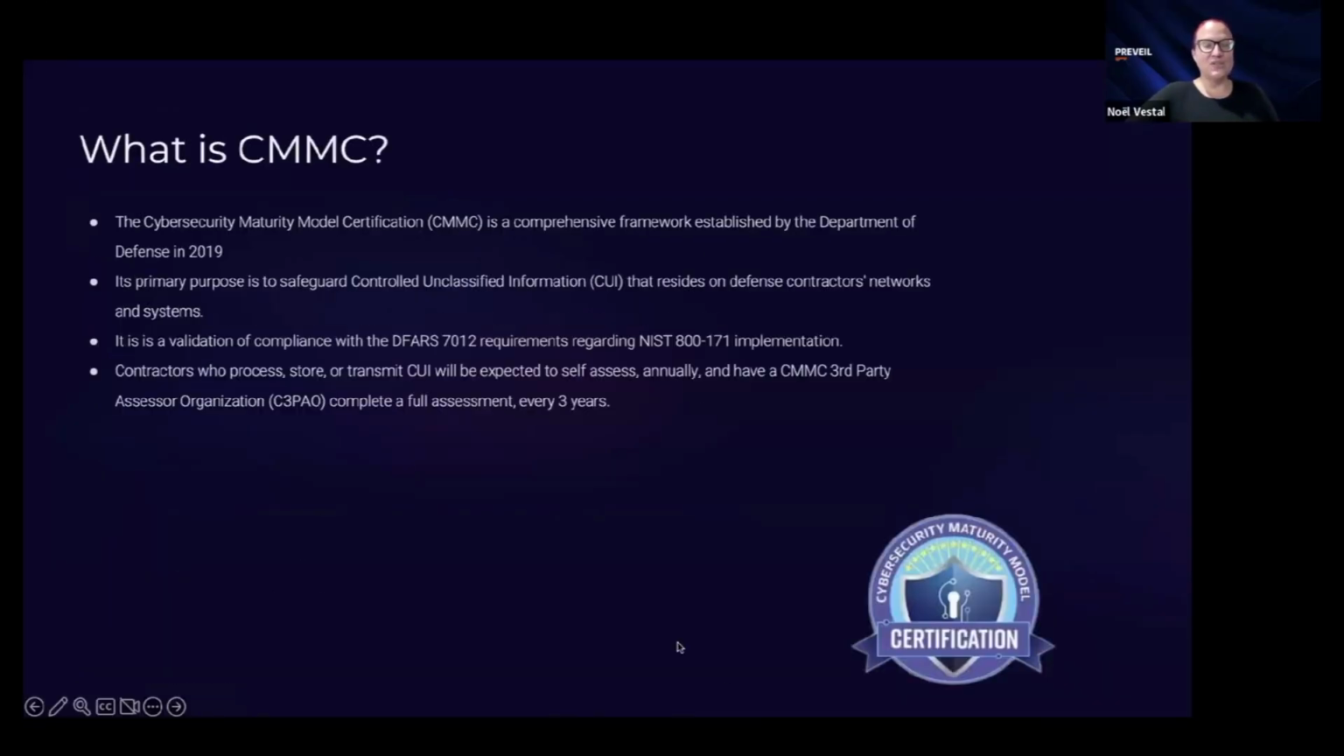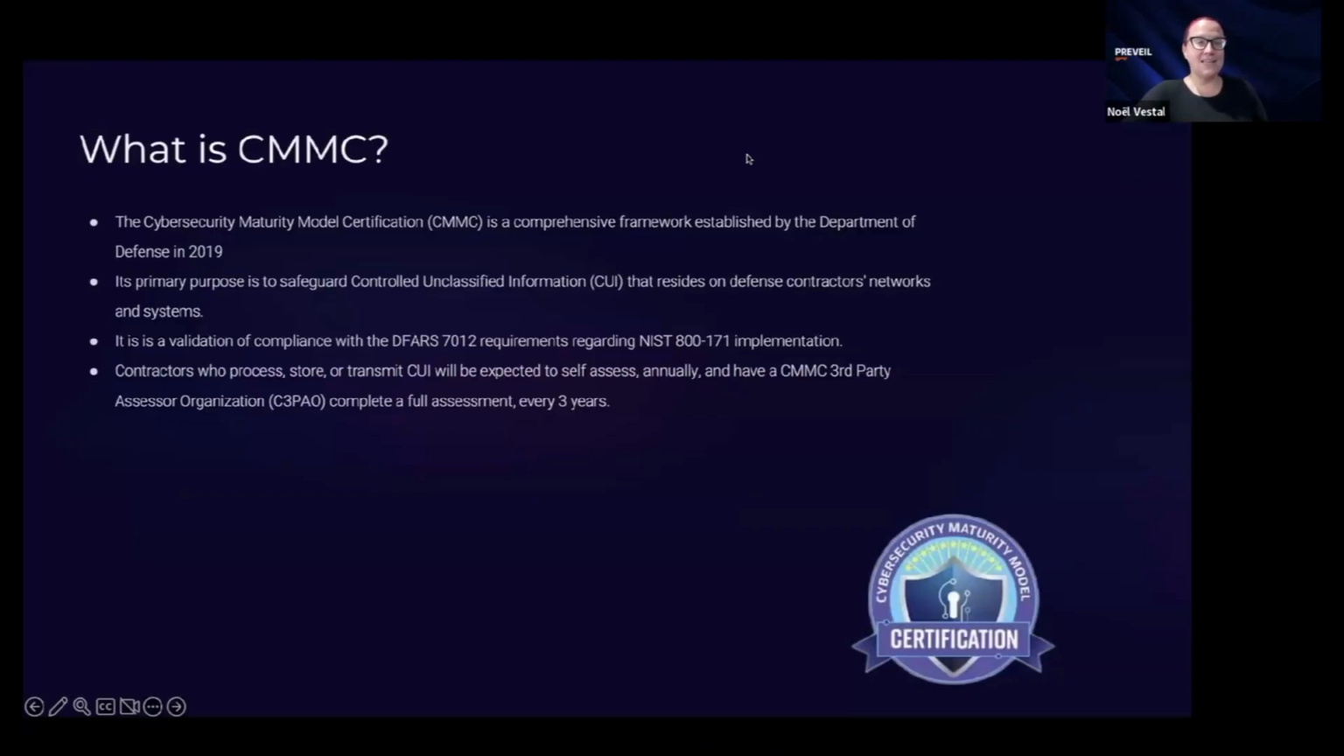Feel free to add any of your questions there, and we'll answer them at the end. Next slide, please. Let's first start out with what is CMMC. As you see here, CMMC is the Cybersecurity Maturity Model Certification. It's a framework that started back in 2019.